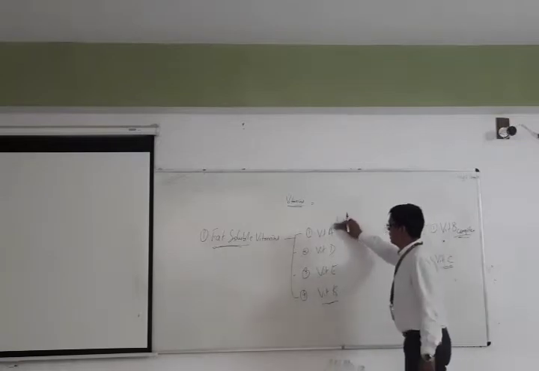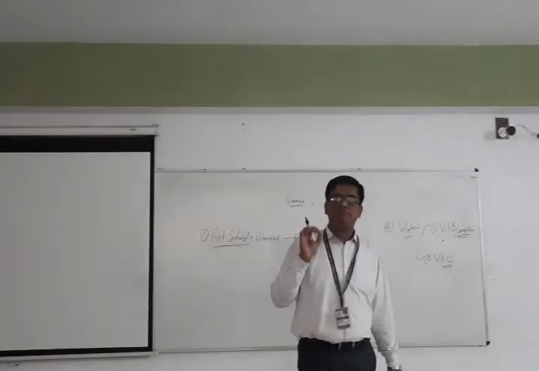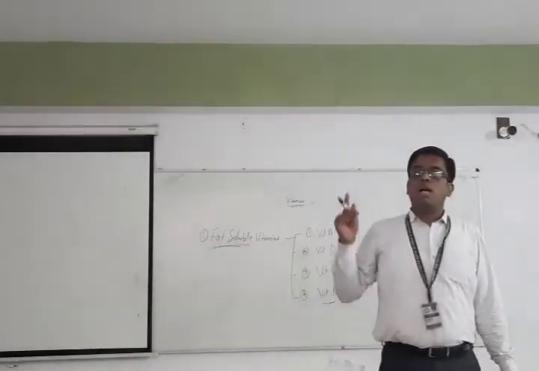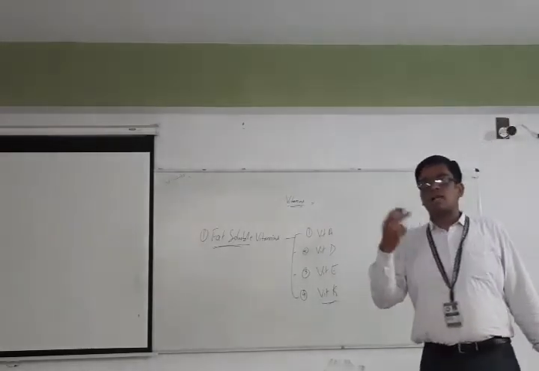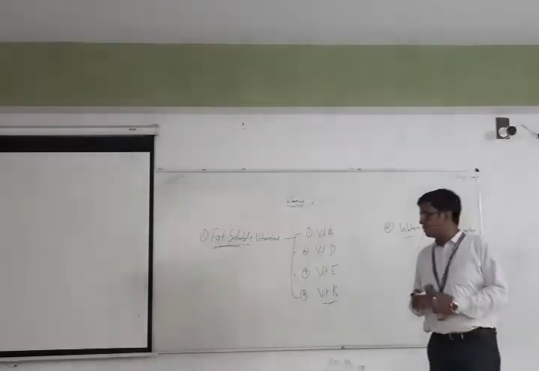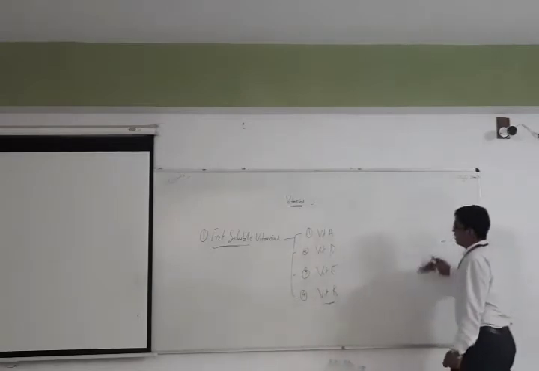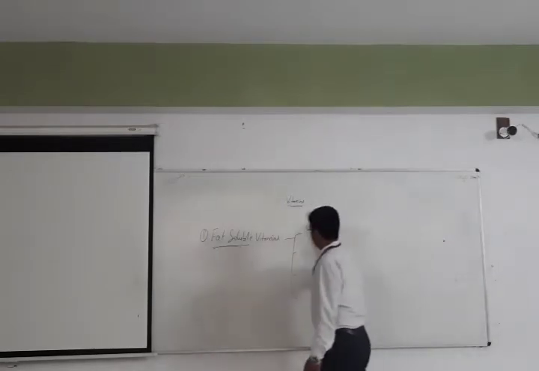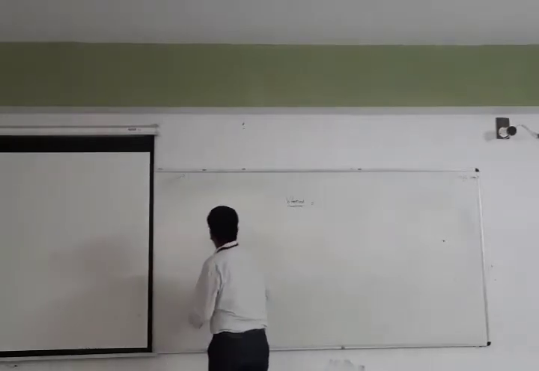So let's start with the fat soluble vitamins, because these are soluble in fat and insoluble in water, and these are not produced by the human body itself, hence these are required from an external source or food material. So let's start with vitamin A. We are going to discuss these vitamins one by one.